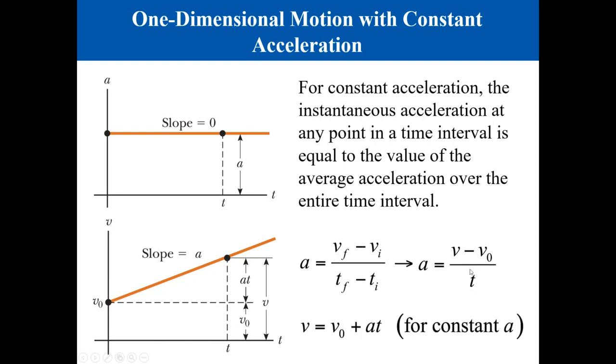From this equation, if you multiply by t both sides and rearrange the variables, you get v equals v naught plus at. In plain English, the final velocity is equal to the initial velocity plus the acceleration multiplied by time. Okay? This is how we calculate the final velocity for any motion, if we know the initial velocity and if we know the acceleration and time. This is one of the 4 kinematic equations.